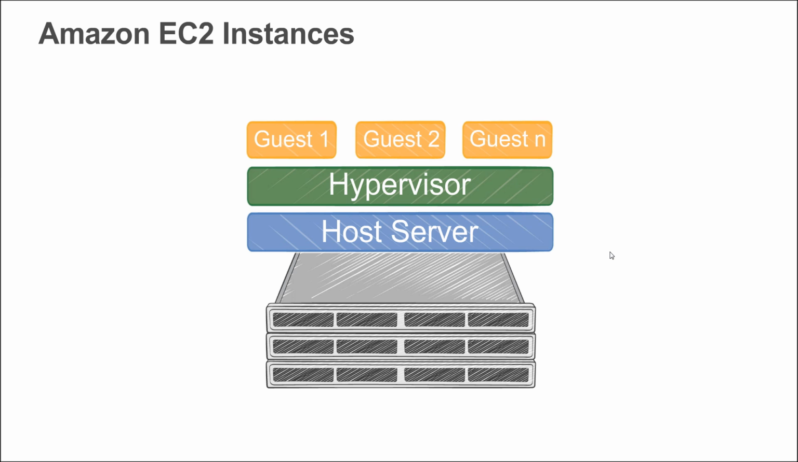So let's dive in. First, let's start with a quick refresher of what EC2 instances are. EC2 instances are virtual machines. That means that they're guests that are running on top of a hypervisor that's running on top of a piece of physical hardware.